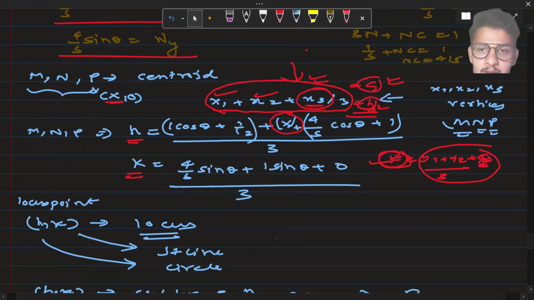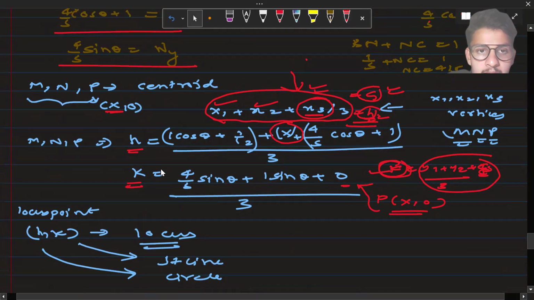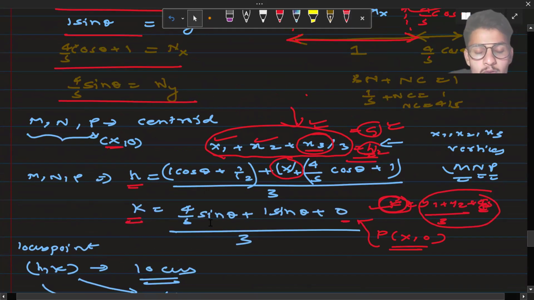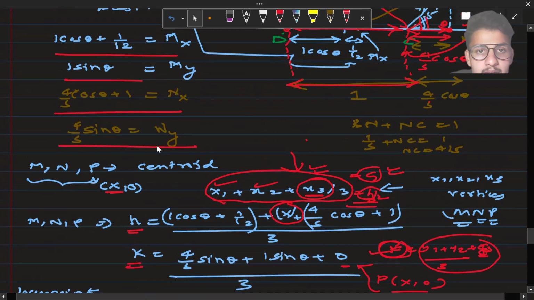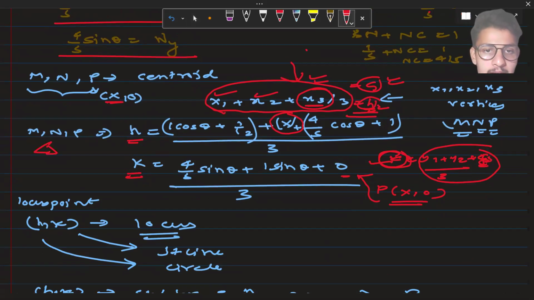Okay, because P's coordinates have 0 in y. So this 0 is there. And 4 by 5 sin theta is the y coordinate of N, and 1 by sin theta is the y coordinate of M. We're talking about the centroid of the triangle M, N, P. Okay, h coordinate and y coordinate.